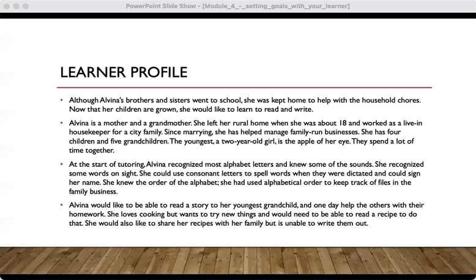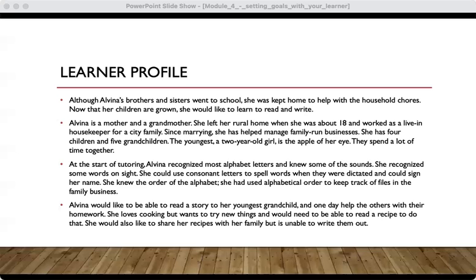At the start of tutoring, Alvina recognized most alphabet letters and knew some of the sounds. She recognized some words on sight. She could use consonant letters to spell words when they were dictated and could sign her name. She knew the order of the alphabet. She had used alphabetical order to keep track of files in the family business. Okay, here we get a sense of where we need to start with her learning plan, which we'll review in the next module. We get a sense of where she is also struggling.